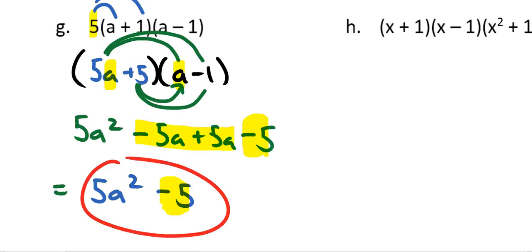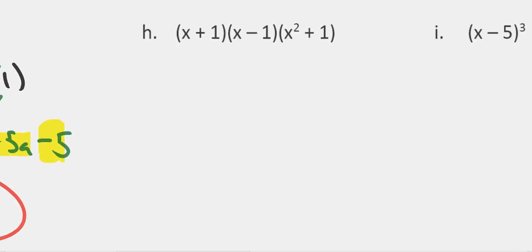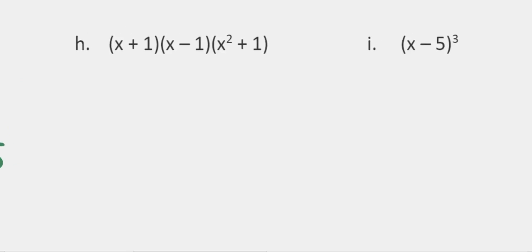Alright, let's move on to question number H now. So the first thing I'm going to do here is I have three polynomials, 1, 2, and 3. And what I'm going to do first is FOIL out the first two brackets. Okay, so let's FOIL that out first.